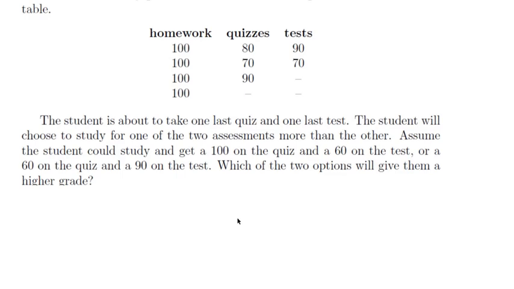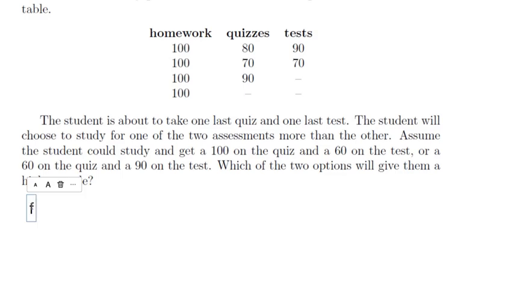If they study hard for the quiz, they could get 100 on that, and they'll get a 60 on the test. Or they could study hard for the test. If they did that route, they get a 60 and a 90. Okay? So this question wants us to figure out which one's the higher grade. And make a guess before you do it. Which one's going to be the higher grade?